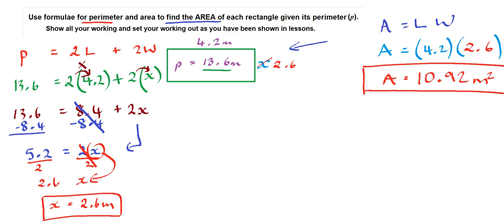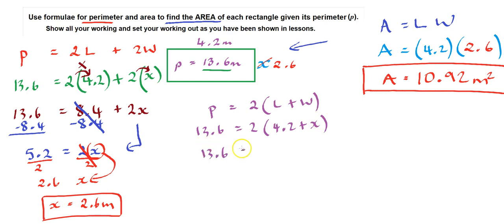You might have wanted to use a different formula for perimeter, so you can do that. You can go with perimeter equals 2 times length plus width, and you could go 13.6 equals 2 times 4.2 plus x, which means 13.6 equals 2 times 4.2. So that is 8.4. And then 2 times x is plus 2x.